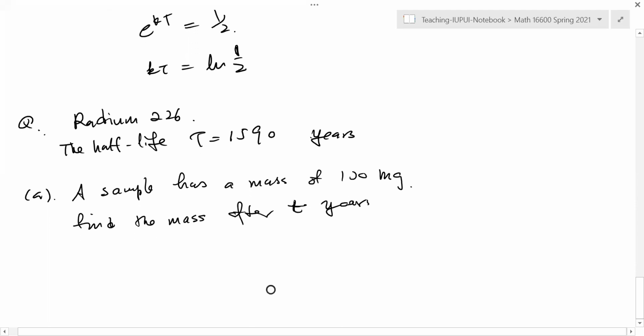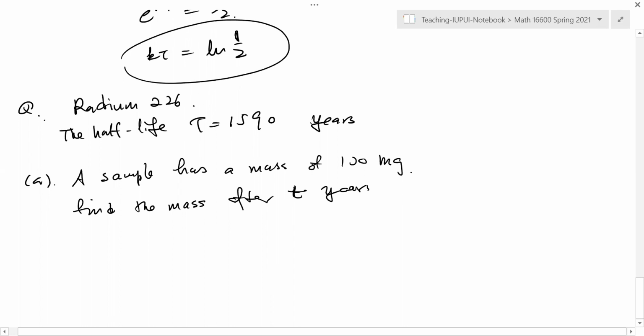So we are given the half-life. Now, if you do not want to find this, you can use this identity. Okay. So from this identity, the half-life is given, then the decay rate will be given. So k equals 1/T natural log 1/2. Okay. So what is T? T is this number. Right.